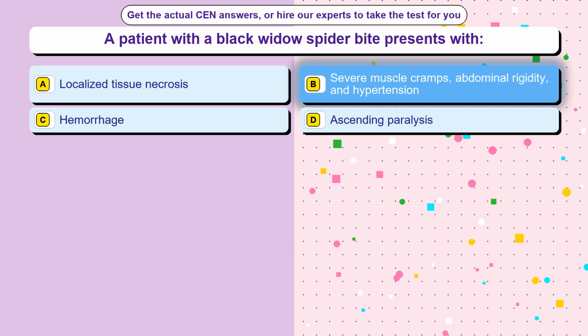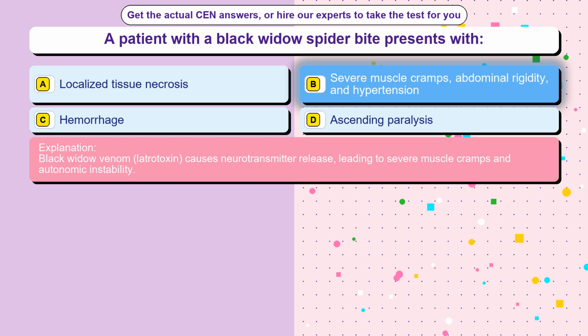The correct answer is option B, severe muscle cramps, abdominal rigidity, and hypertension. Black widow venom, latrotoxin, causes neurotransmitter release, leading to severe muscle cramps and autonomic instability.